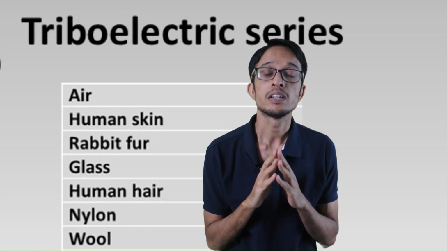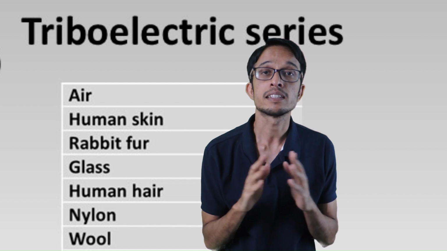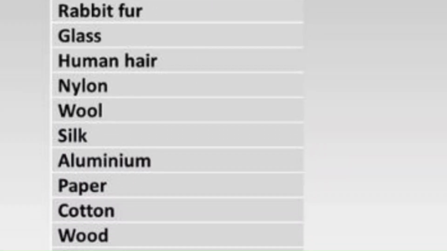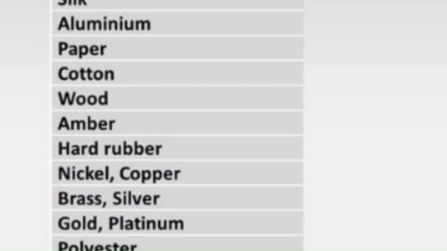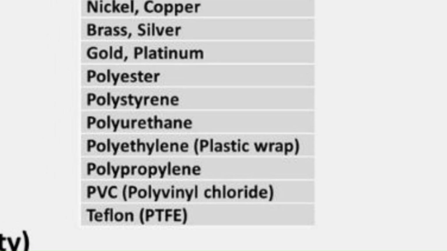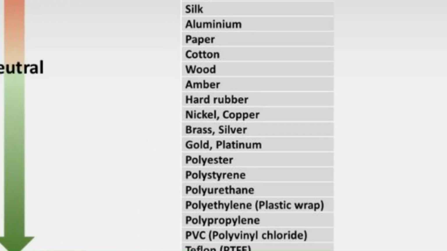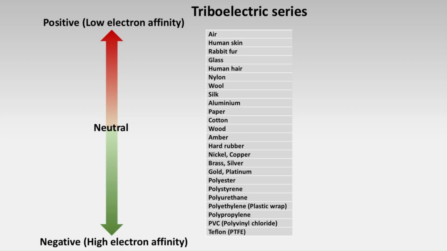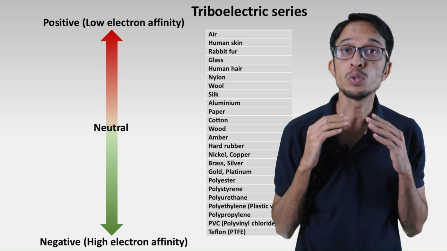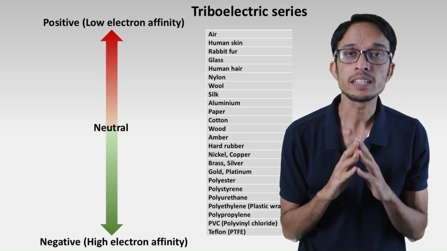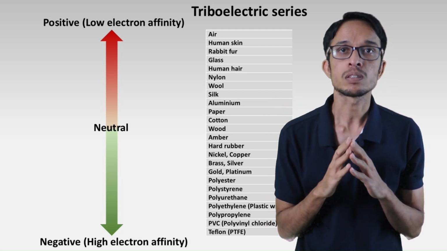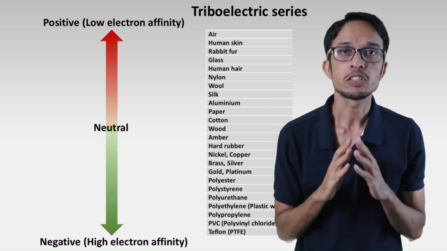And for this purpose, we have something called as the Triboelectric series. It is a list obtained by ranking materials according to their tendency to gain or lose electrons. We can use this list to predict the direction of flow of charges between two materials on the list. The material higher on the list will lose electrons to become positively charged, and the material lower on the list will gain electrons to become negatively charged.